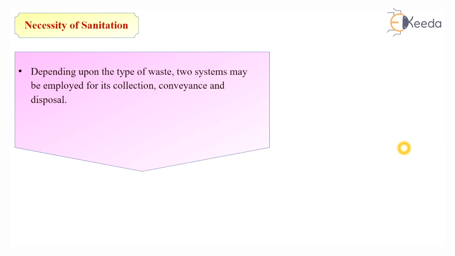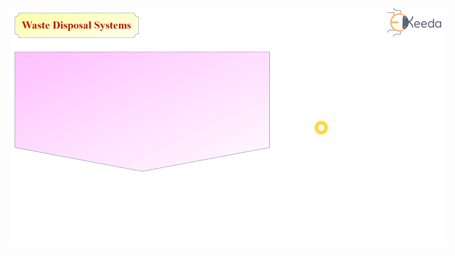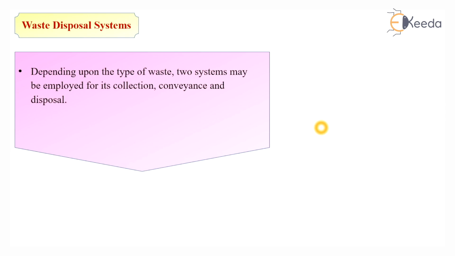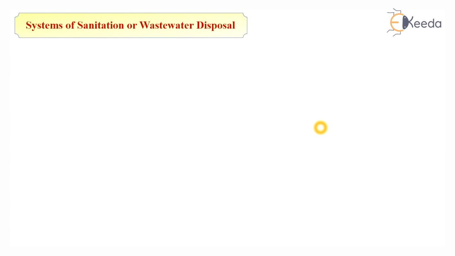Depending upon the type of waste, two systems may be employed for its collection, conveyance and disposal. So sanitary systems are of two types: conservancy system and water carriage system. Waste disposal system. Depending upon the type of waste, two systems may be employed for its collection, conveyance and disposal: conservancy system and water carriage system. So, the introduction to conservancy system and water carriage system.